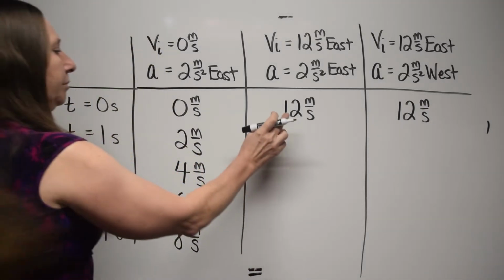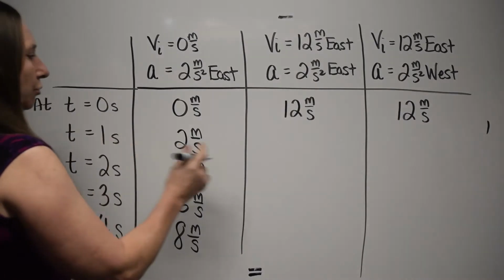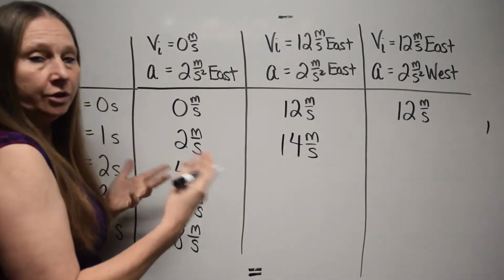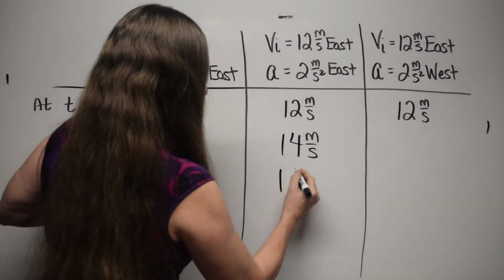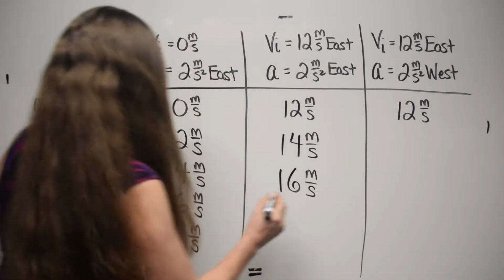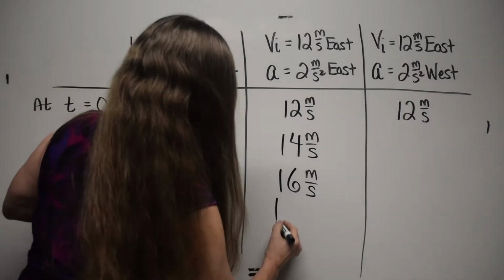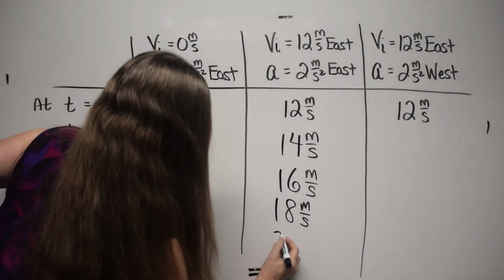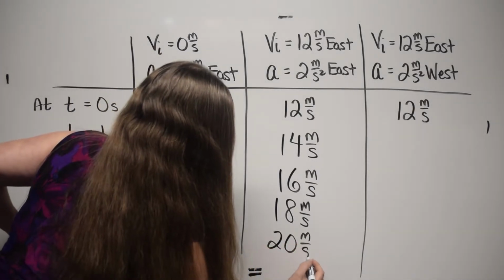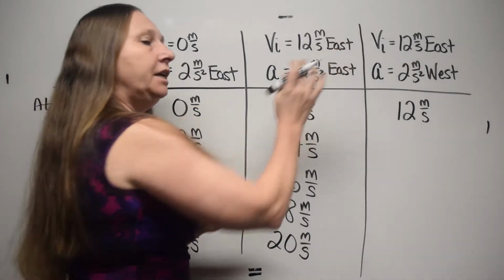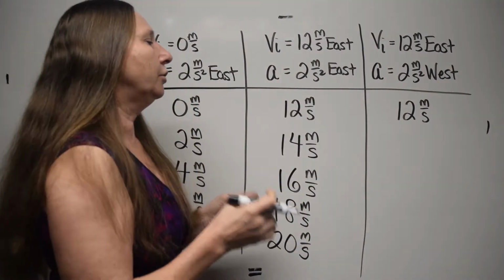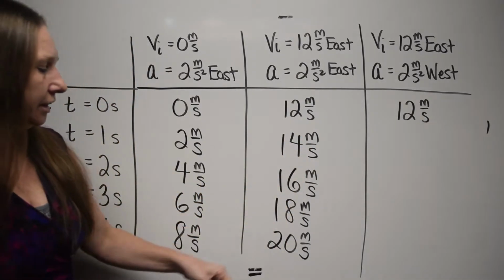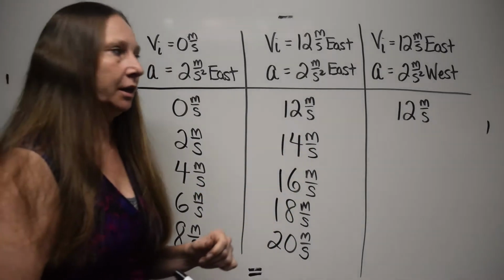So in the beginning it's 12. After 1 second, your velocity is 14. You see where this is going. After 2 seconds, your velocity is 16. After 3 seconds, your velocity would be 18. And after 4 seconds, your velocity would be 20. Again, both east, they're going to work together. You're going to go faster. 12, 14, 16, 18, your velocity is increasing.